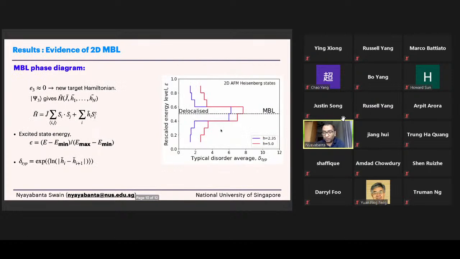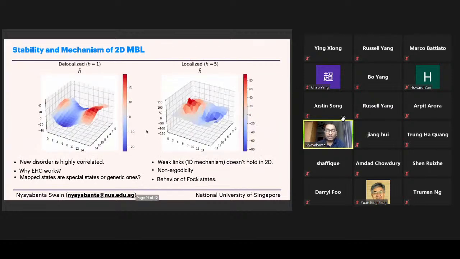Going forward, we want to understand some further things. The calculation shows definitively that we do have MBL in 2D. Now the question is: are these states stable?